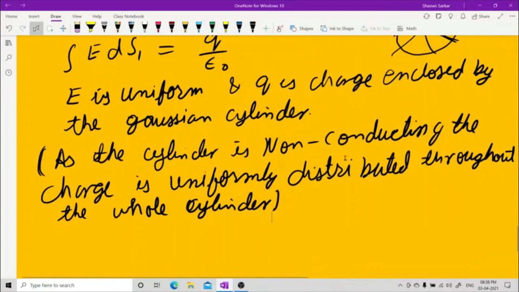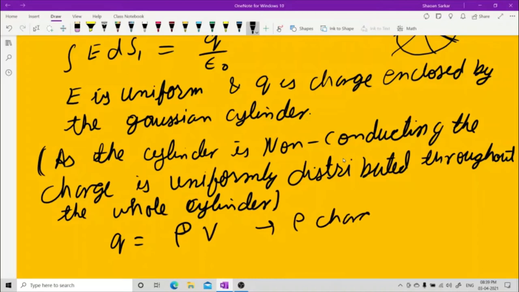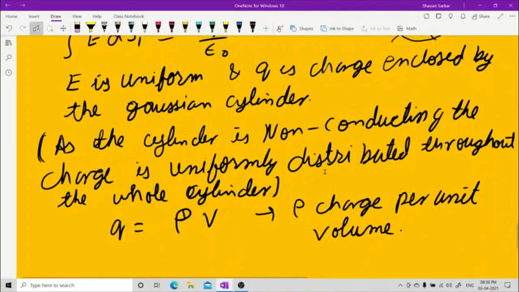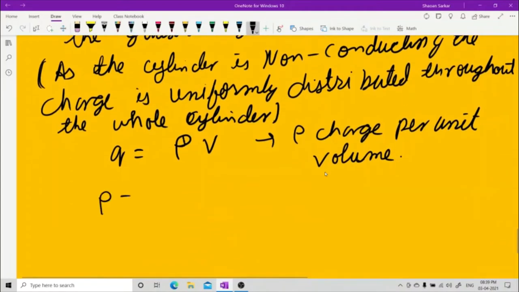So Q is equal to rho into V, where rho is charge per unit volume. Now how to find this rho? Now you see one thing. Rho is nothing but Q by V.